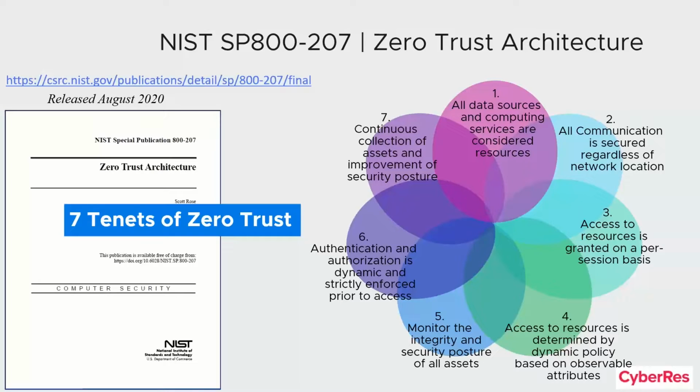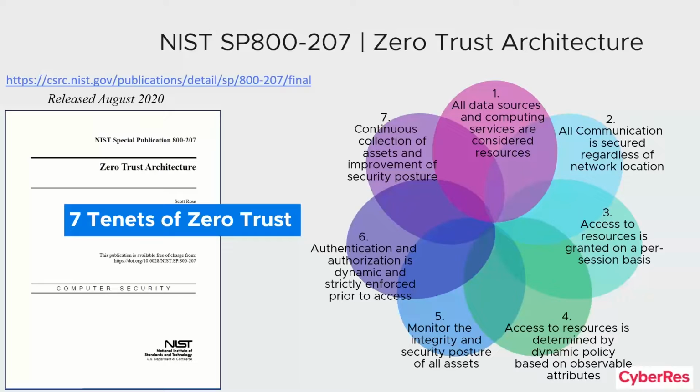Our friends at NIST have a lot to say about zero trust architecture. If you read any of their documentation, they basically have 7 tenets that they're trying to get across. And it's all around, how do you effectively enforce least privilege? Basically, everything you have out there is a resource, all the data, all your computing services, all your applications, and you should be able to know what your applications are, know what your resources are, and how they're being used.